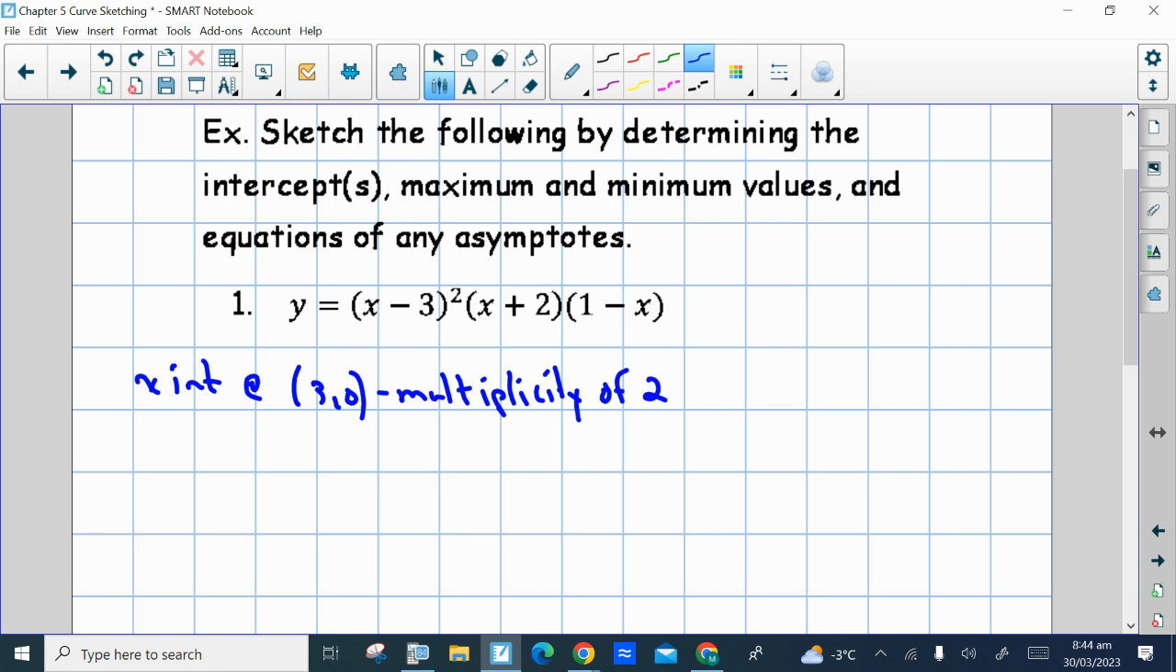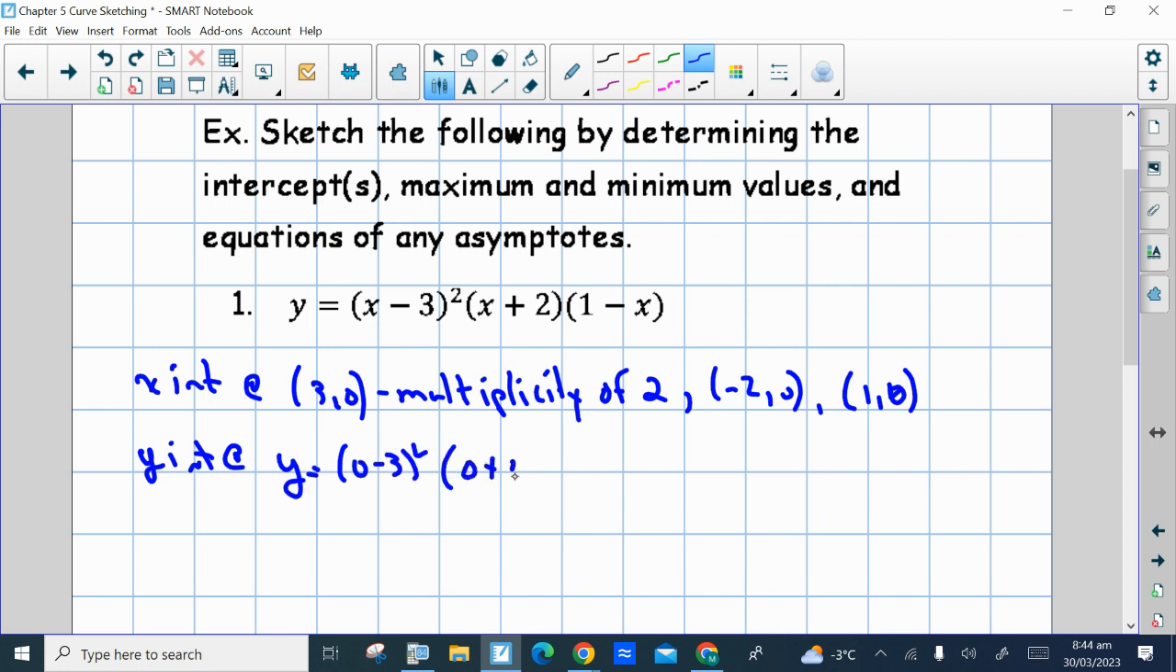We learned about that in 30-1. Then we have an x-intercept at -2, 0, and at 1, 0. And those will both have multiplicities of 1, which means the graph will cross the x-axis there. Our y-intercept is found by letting x equal 0. So you'll have 0 take away 3 all squared times 0 plus 2 times 1 minus 0.